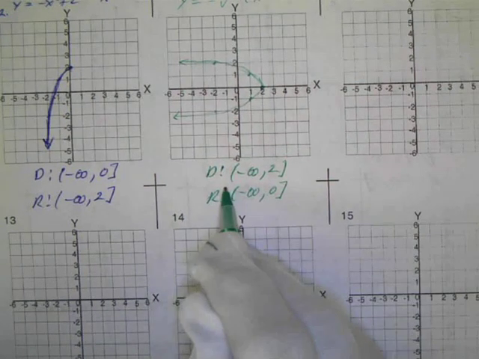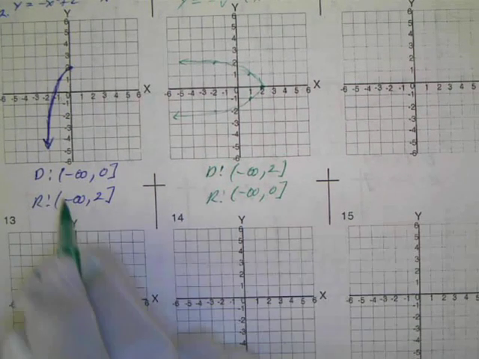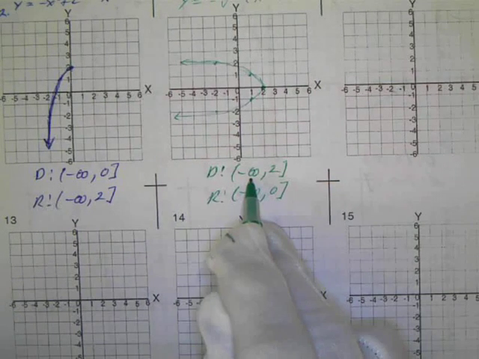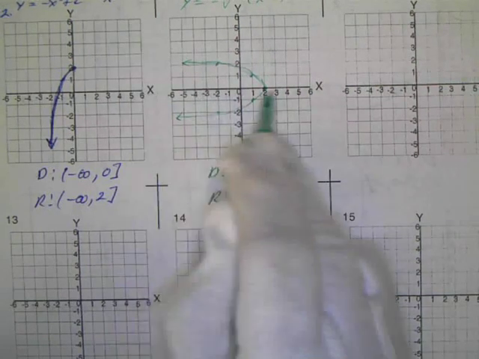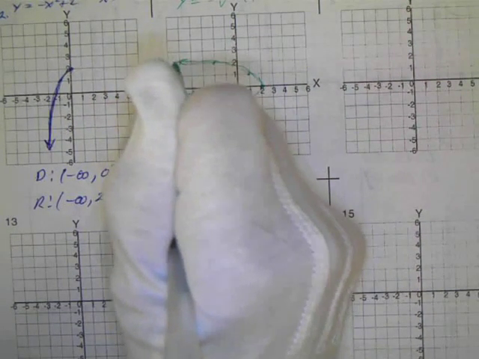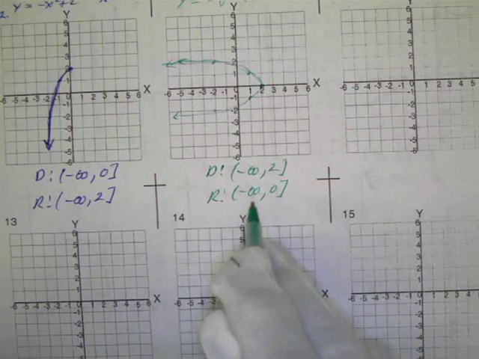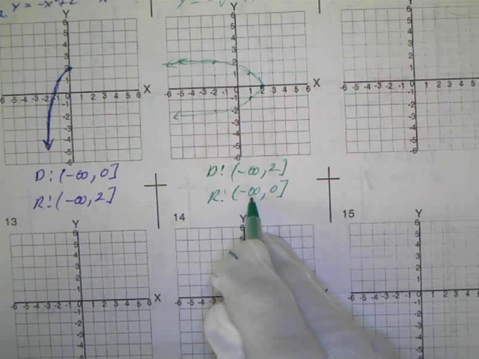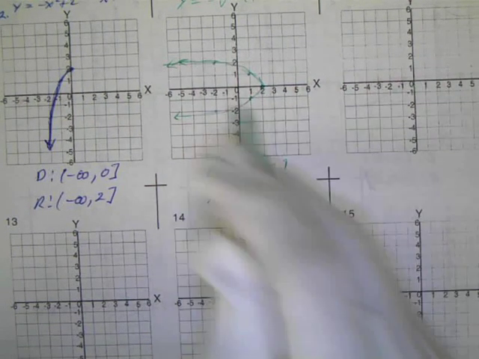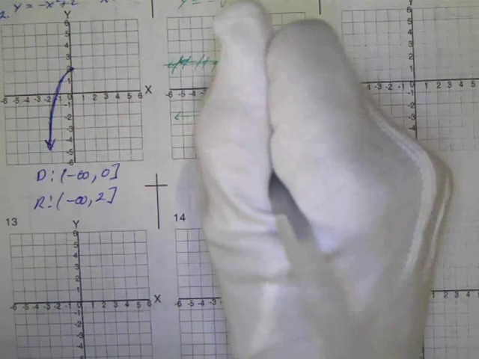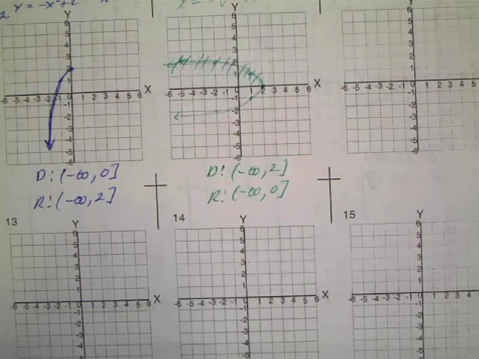Now if I look at the domain, remember I got my domain and range for my inverse function from the original function by flipping them. So the domain of my inverse function is negative infinity to 2, and both these branches have a domain of negative infinity to 2. But which one has a range of negative infinity to 0? The bottom branch. So I'm not going to use the top branch, I'm going to use the bottom branch, so I'll just cross this one out. And that's going to be my inverse function.